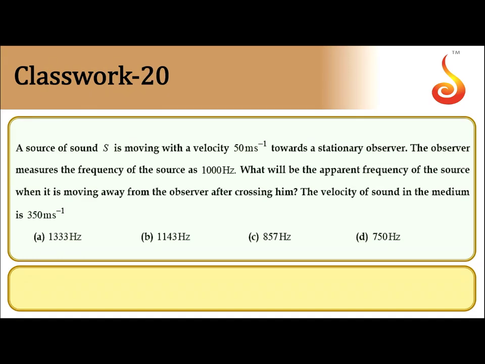Next one. A source of sound S is moving with a velocity of 50 meters per second towards a stationary observer. The observer measures the frequency of the source as 1000 Hertz. What is the apparent frequency of the source when it is moving away from the observer after crossing him? The velocity of sound in the medium is 350 meters per second.